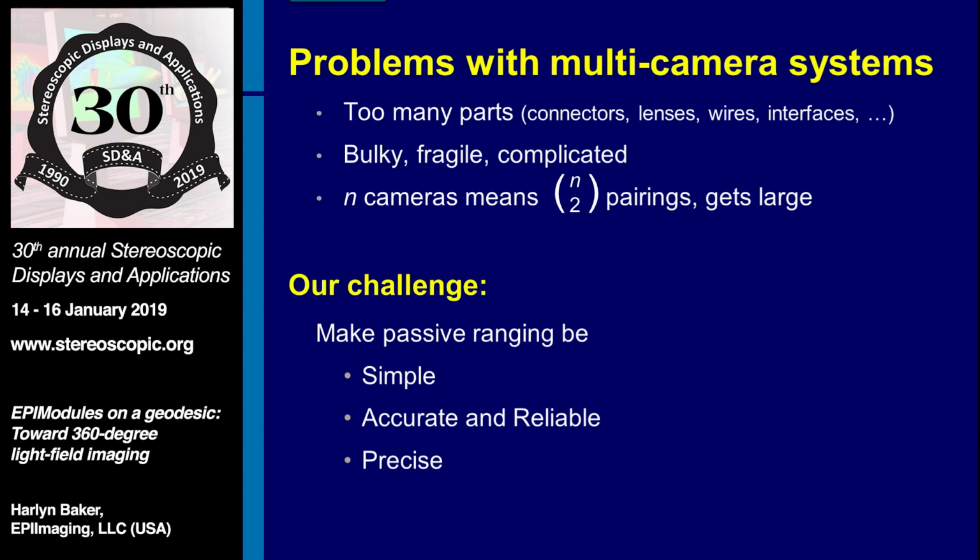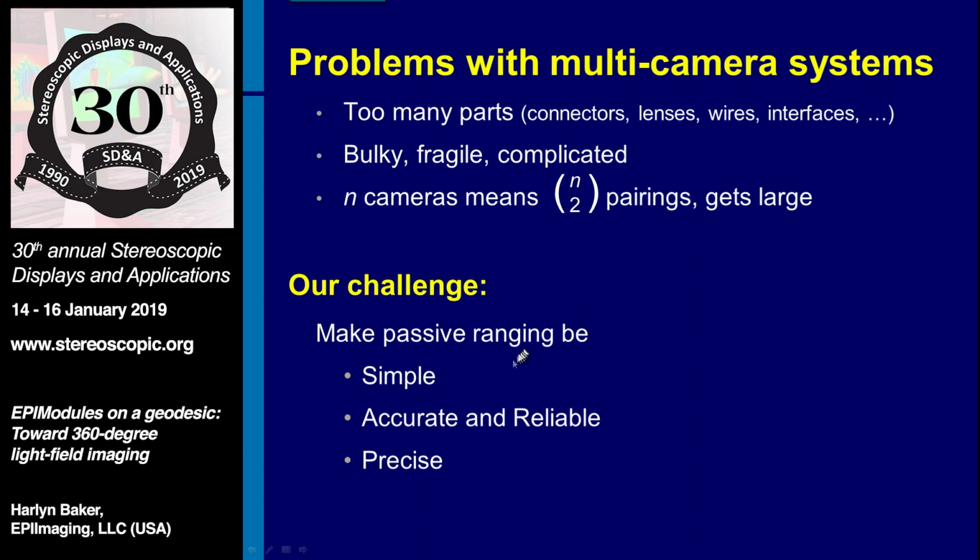Multi-camera systems have been dangerous to work with because they've been complicated: many parts, connectors, wires, all kinds of lenses, interfaces. They tend to look like multi-headed octopuses, and they act about like that: very strange, difficult, fragile, difficult when you move them around. It also gets complicated with lots of cameras, because the amount of computation goes up exponentially, n choose 2. So people have thought it's not a good thing to do.